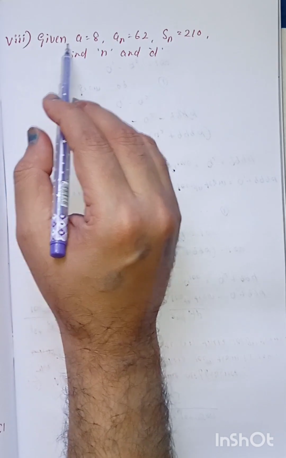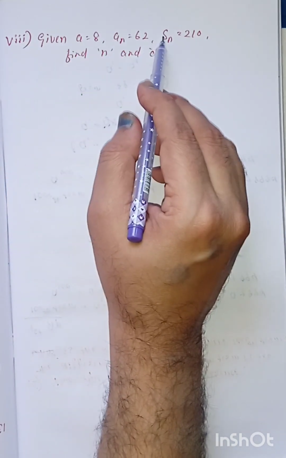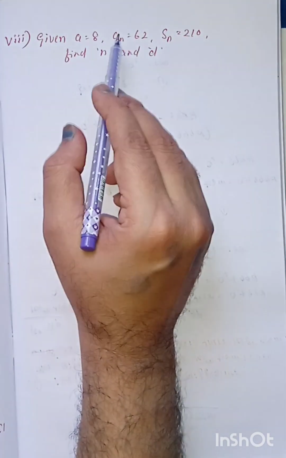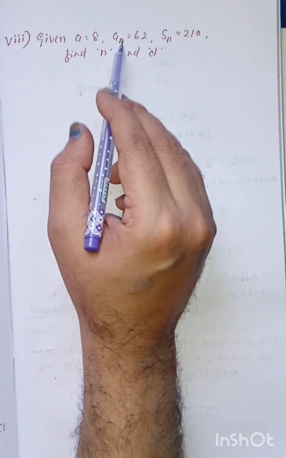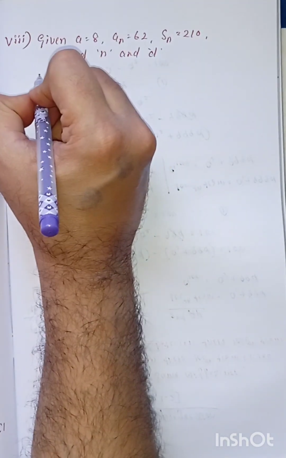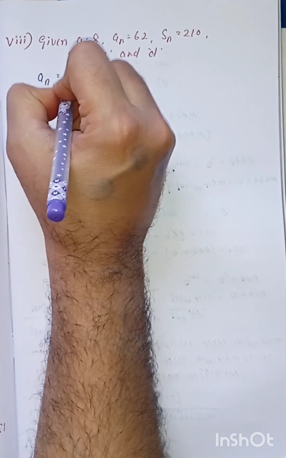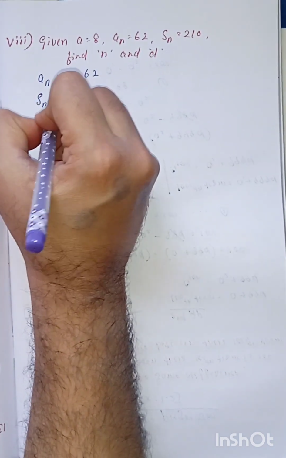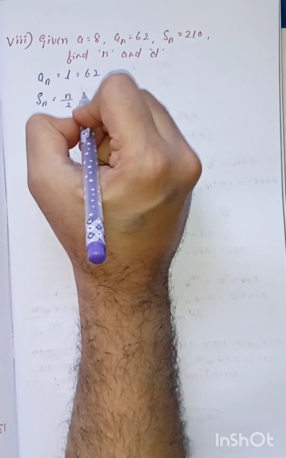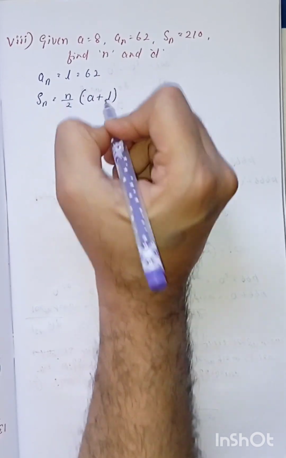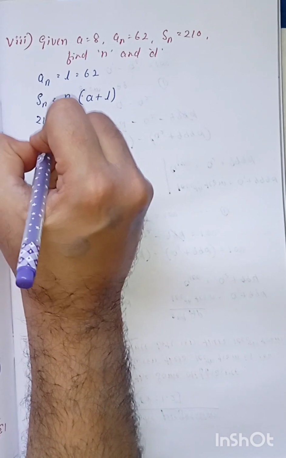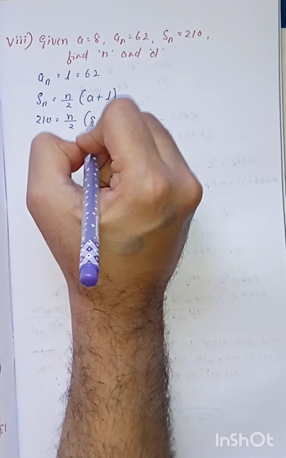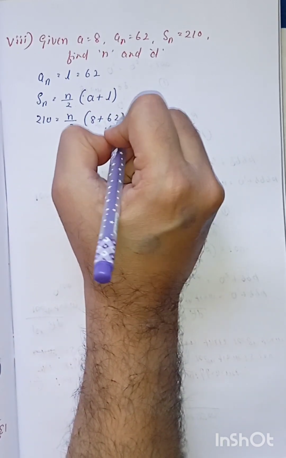Let's do the seventh problem. Given a equals 8, an equals 62, sn equals 210, find n and d. Here an is the last number, that is the last term. We can take an as L equals 62. Now I can do like this: sn equals n by 2 into a plus L. Sn means 210. n means we have to find out, by 2. a means 8 and L means 62.